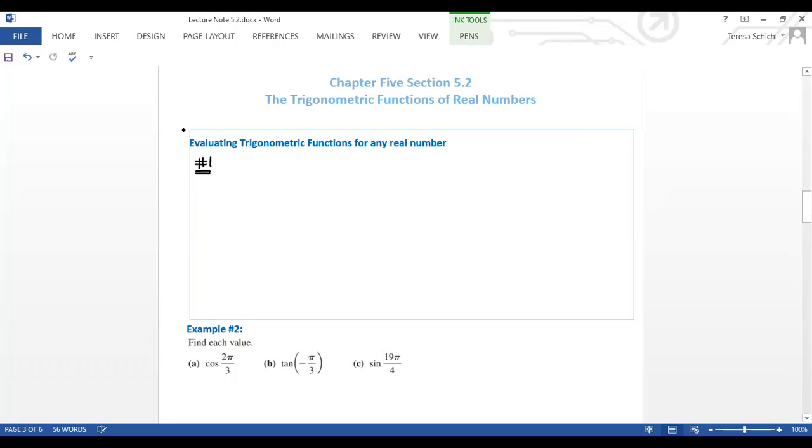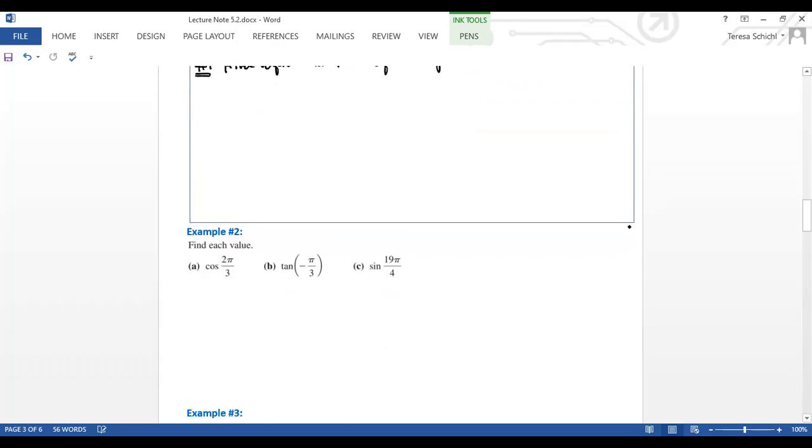So step number 1. If you still remember, what you want to do here is find the reference number. Sometimes people call the reference number the reference angle. If you remember in our first video, it's always the angle from the terminal side to the x-axis. It's always positive.